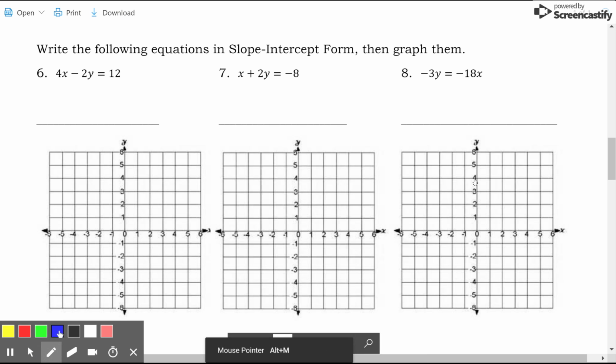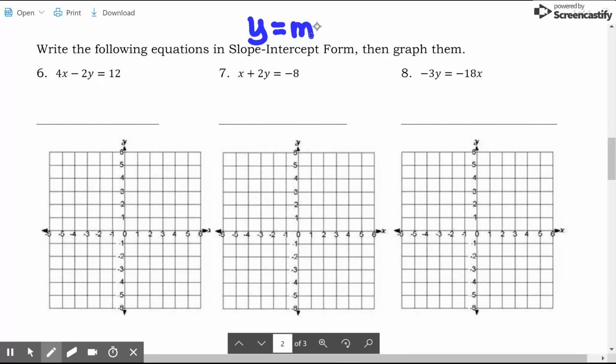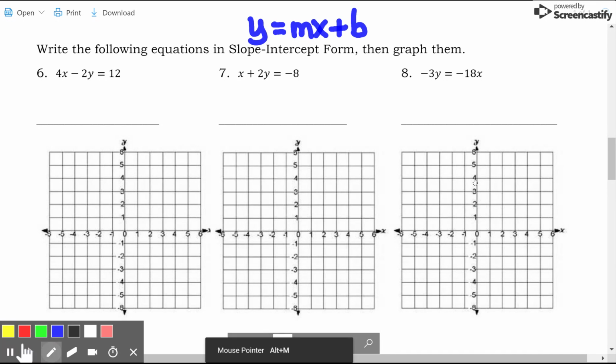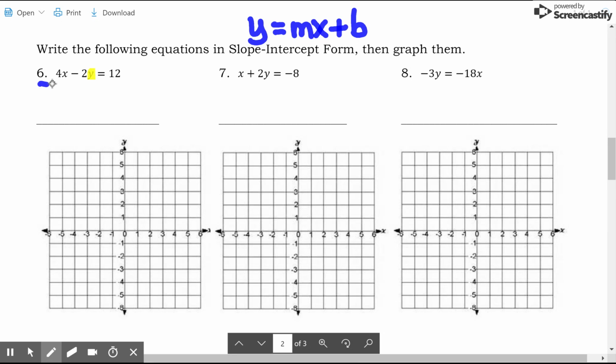Okay, on the next set of questions, it's asking you to write them in slope-intercept form. So that means I need them in the form y equals a number times x plus b, the y-intercept, and then you're going to graph them. So for number 6, if I'm solving this for y, we're going to move the 4x term to the other side, so we would subtract 4x from both sides. That's going to give me negative 2y equals negative 4x plus 12.